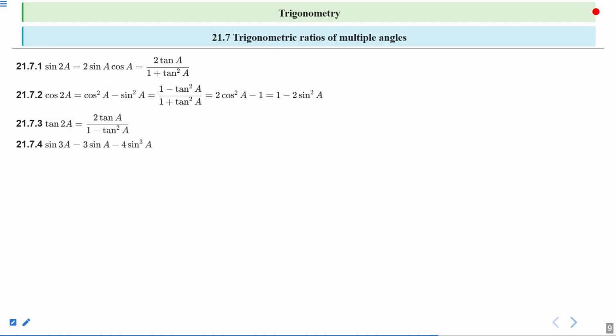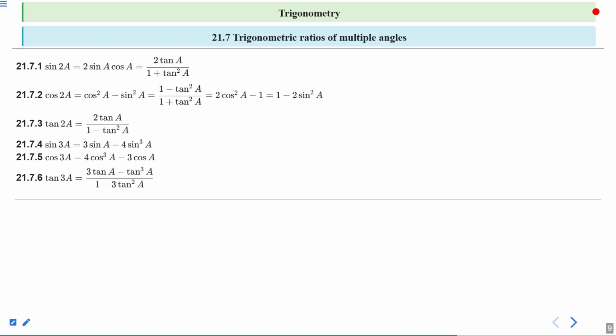Sin 3A equals 3 sin A minus 4 sin cube A. Same way, cos 3A becomes 4 cos cube A minus 3 cos A. Tan 3A equals (3 tan A minus tan cube A) upon (1 minus 3 tan square A).